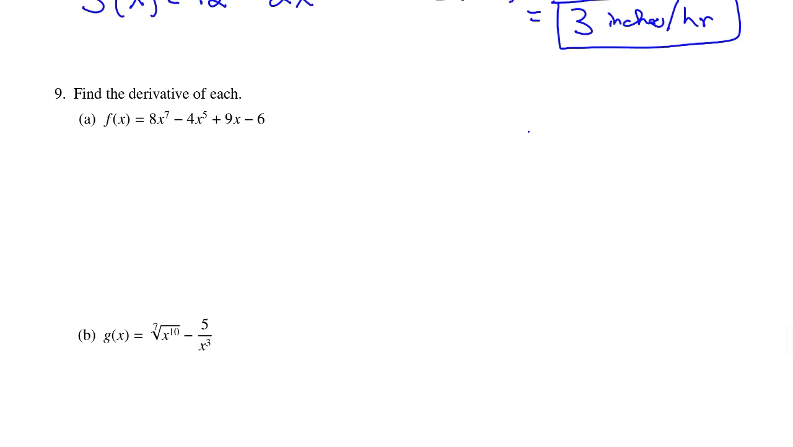Question 9. Find the derivative of each. So f prime of x is equal to 56x to the 6th minus 20x to the 4th plus 9.